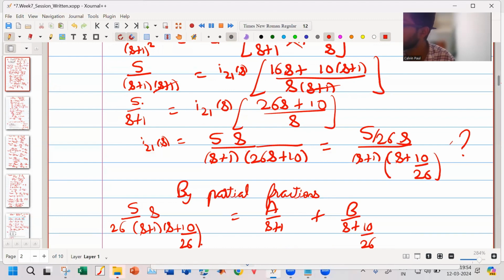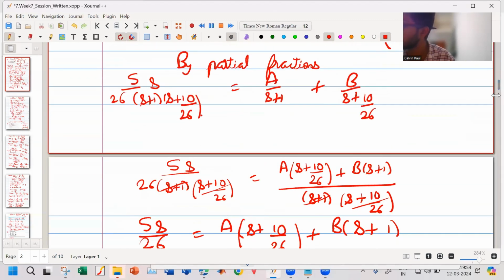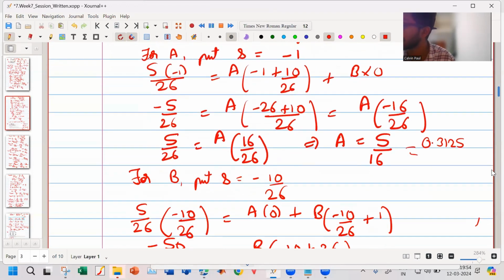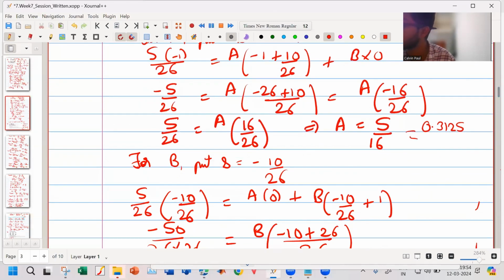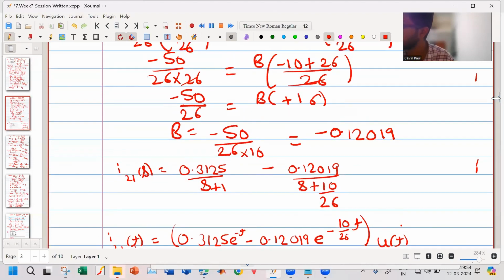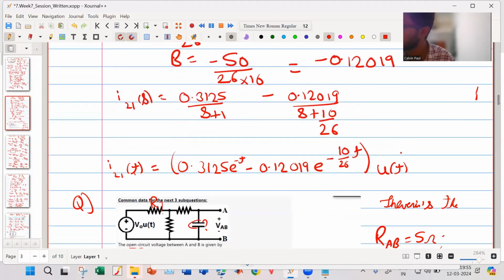Then we apply partial fractions to this, and you get it in this form. To get A, I have to make B into something 0, so I put s equal to -1, and then I get A. For B, I must put s equal to -10 by 26, and then I will get B. Then I will substitute that, and then I'll get my I21 of t.